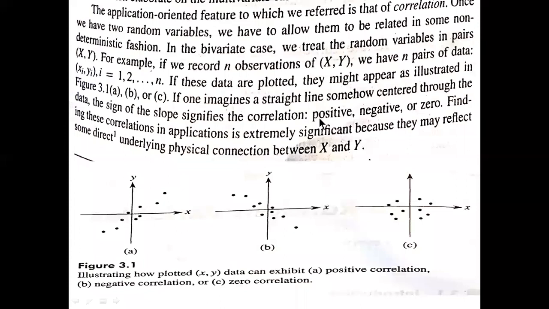That is what is being said here. If one imagines a straight line somehow centered through the data, the sign of the slope signifies the correlation, that is, positive, negative, and zero. So you can't tell anything here at all. Finding this correlation in application is extremely significant because it may reflect some direct underlying physical connection between X and Y. It is important to see 'may': it may or may not reflect, but many times we see that it does reflect.